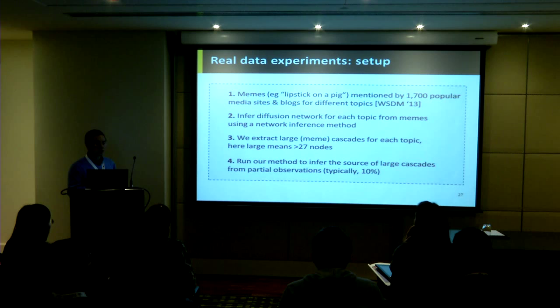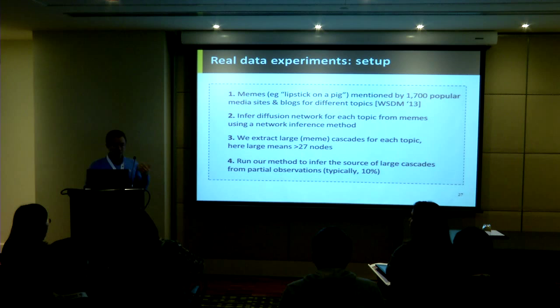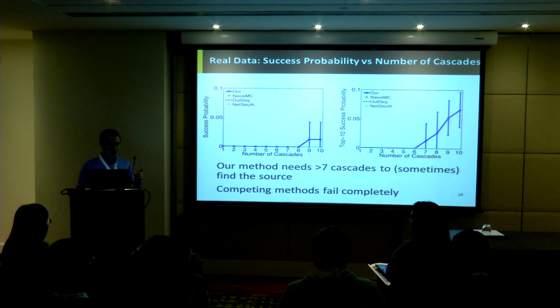And we're going to again hide away 90% of the nodes in the cascade, and just let the algorithm observe 10% of the cascade, and let it guess what the source is, and see whether it's going to recover the source. Again, we can plot the result in the same fashion as we did in the synthetic data. Essentially, you can look at what happens when you increase the number of cascades: what is the successful probability if you are allowed to guess one location, and what is the successful probability if you are allowed to guess 10 locations.